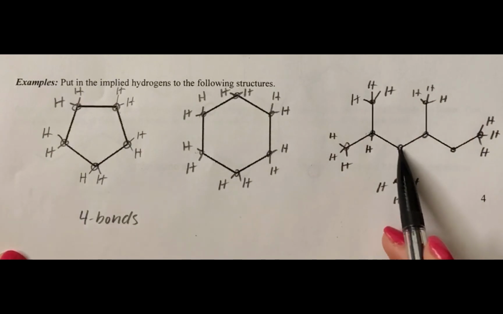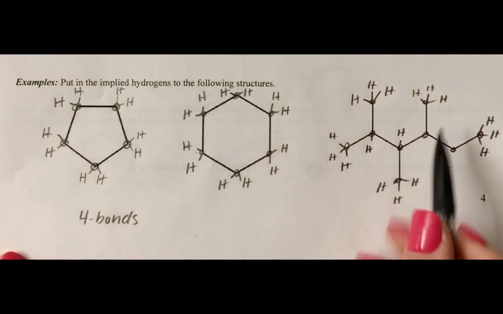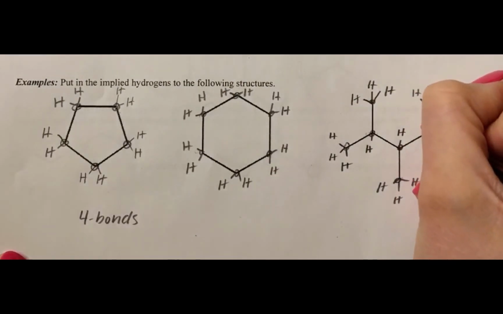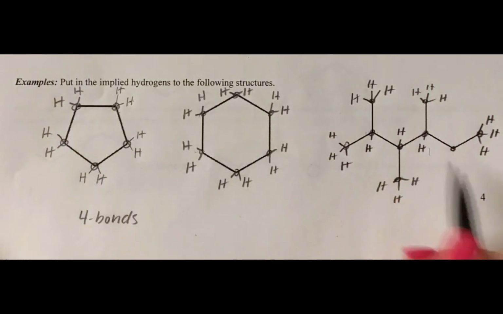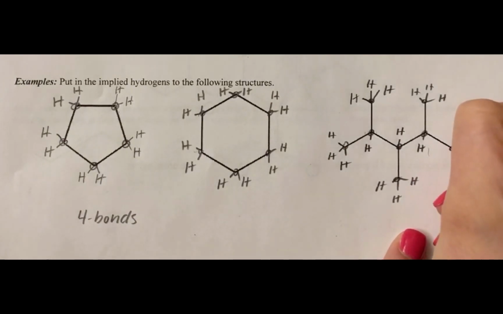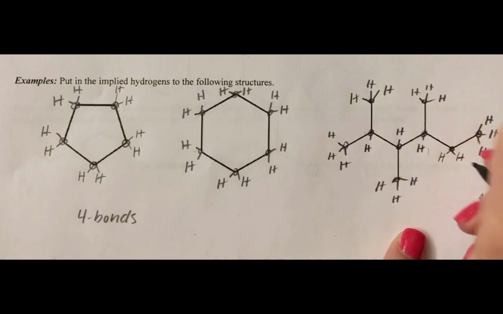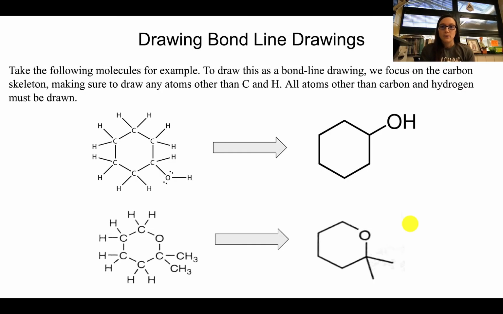So looking at this carbon in the middle, 1, 2, 3 single bonds, so it needs another hydrogen to make it have 4 bonds. This carbon in the middle, 1, 2, 3 single bonds, it's going to have 1 hydrogen attached. And then this carbon, 2 single bonds to other carbons. So if it needs 4 bonds, it needs 2 hydrogens attached. So notice how if you want to show all of the carbons and hydrogens, it can start to look really messy. That's why we use these bond line drawings, but it's important that you can tell how many hydrogens there are.